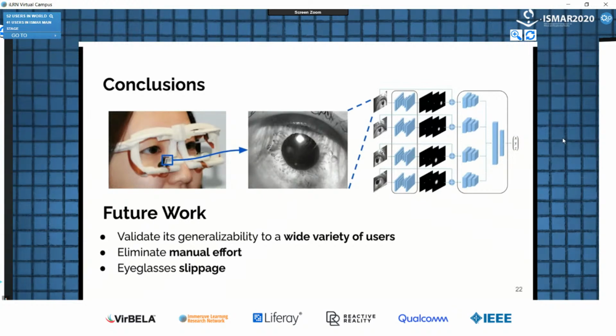However, our eye tracker still can be improved in several directions. First of all, due to COVID-19, we currently evaluate our eye tracker only on a single user with normal vision. In the future, we plan to extend it to a wide range of users, including those with refractive errors in the eyes. Secondly, considering the gap between the simulated eye model and the real one, we still need to manually fine-tune the eyeglasses configuration. In the future, we wish to completely eliminate manual effort. Finally, we also hope to mitigate the errors caused by eyeglasses slippage.